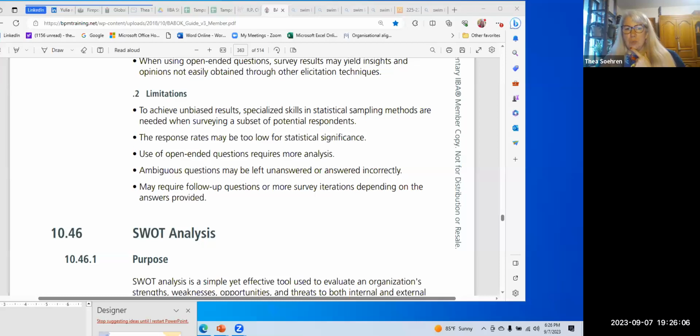One of the challenges with surveys typically is we get a lower response because they have no reason to invest their time and effort into filling out surveys. But if it's part of the process, you can get a higher response.